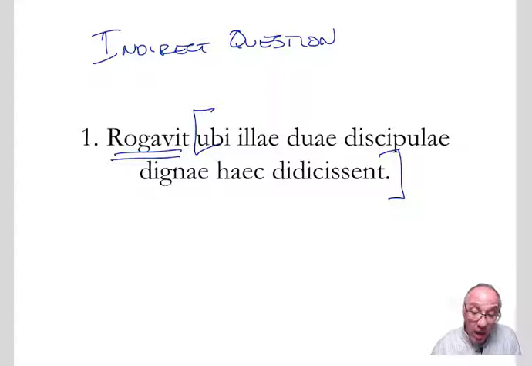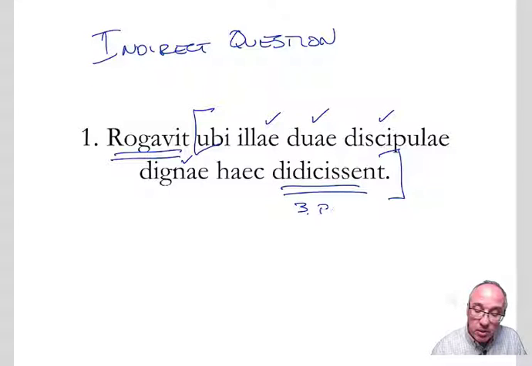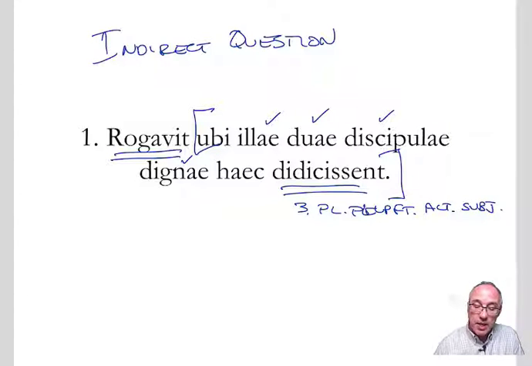He asked where those two students, worthy ones, those two worthy students, didicissent, third person plural, pluperfect active subjunctive. And this is your direct object. He asked where those two worthy students had learned these things.